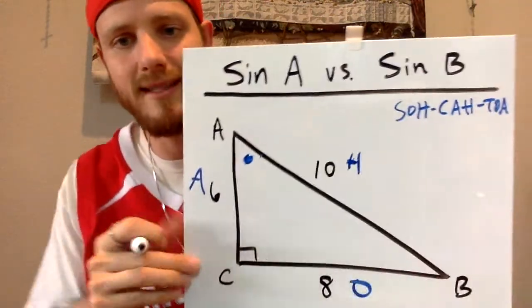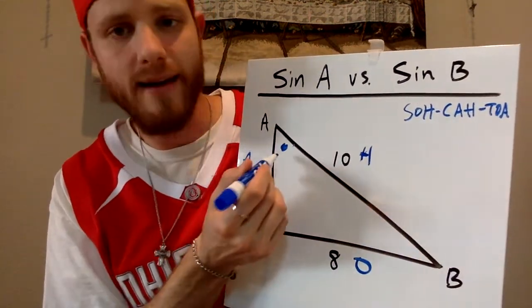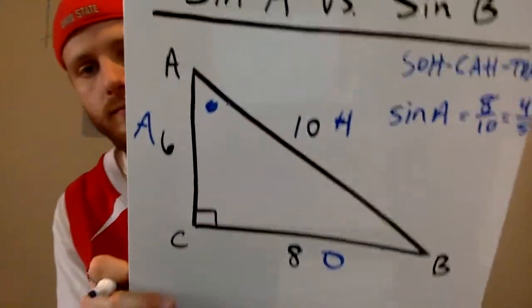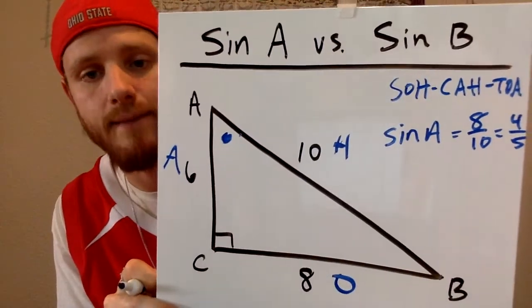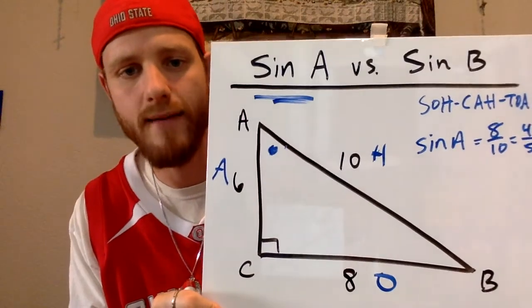All right, so SOHCAHTOA, we're doing sine. That means we are doing opposite over hypotenuse. So sine of A would equal opposite over hypotenuse. So it would be 8 over 10, which reduces to 4/5. Okay, so that's the sine of A. Opposite over hypotenuse. This is all review. So I'm going to underline that in blue, because that's what we just did. And now let's change it to red. So we've got sine of A accomplished.